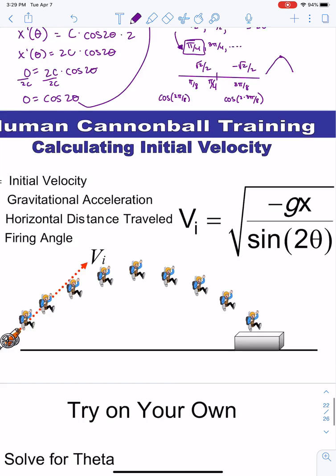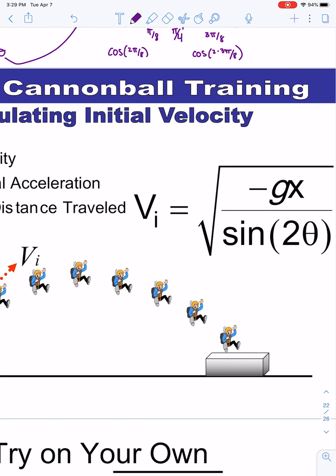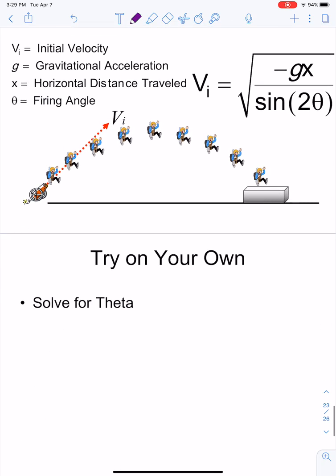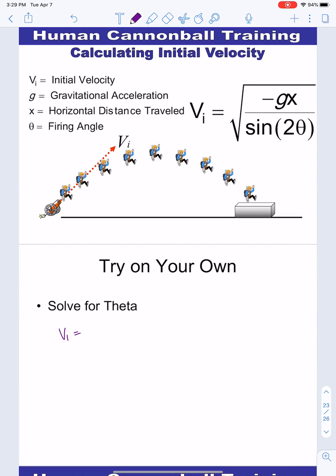Let's look again. Here's our original equation. Let's see if we can just solve for theta. So if we are trying to find the angle, we have the initial velocity is equal to the square root of this. And again, we will square both sides. Oops, I should let you guys try first. See what you get. Okay, thanks guys for trying.